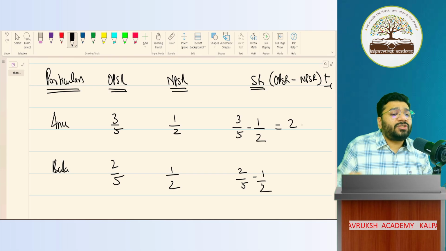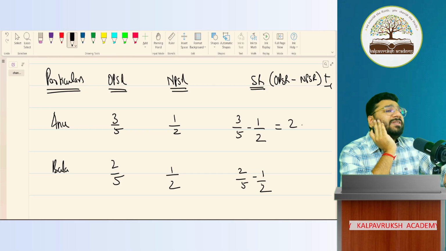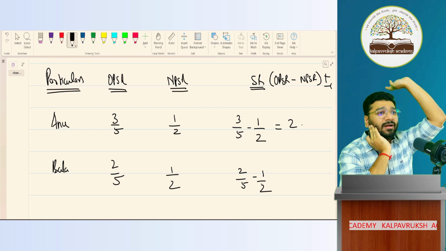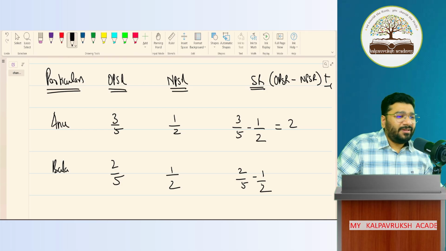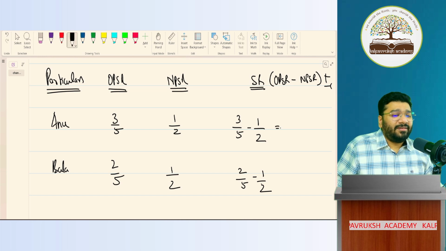So 3 minus 1 is 2, sir. Tell. You're supposed to take LCM. Which standard did you learn LCM in? 6th standard. Oh my God. You learned it in 6th standard, you must have forgotten it now. Because we are like Gajini, we forget everything. We have to do LCM.